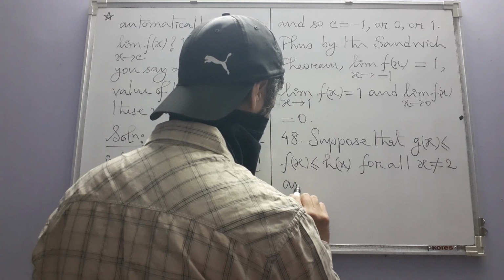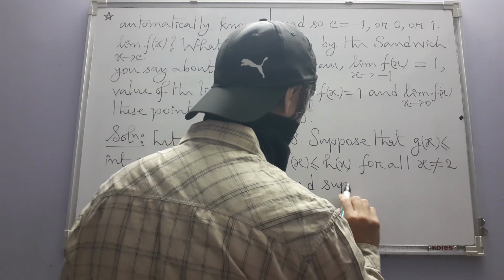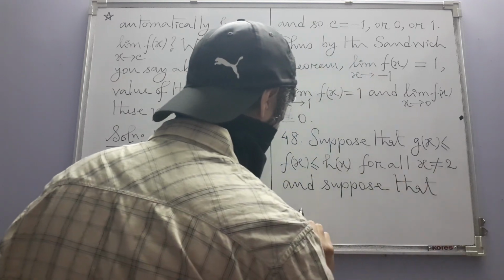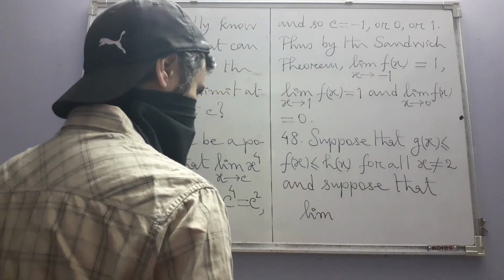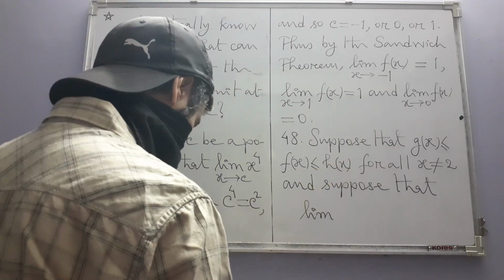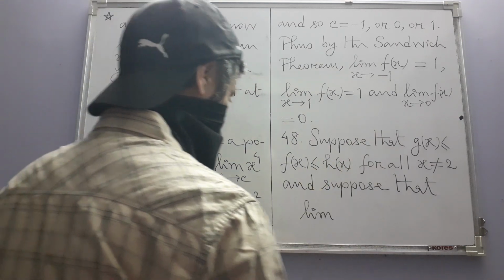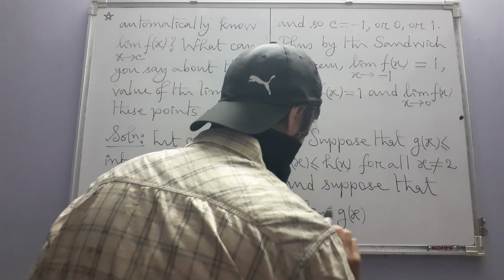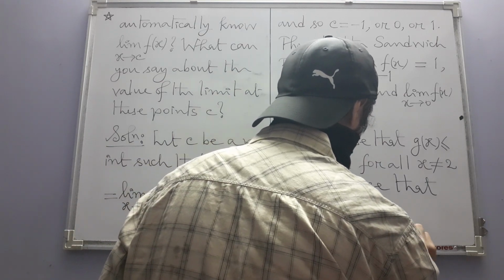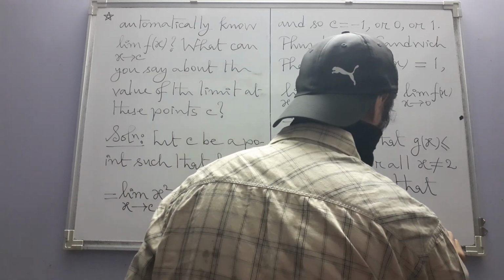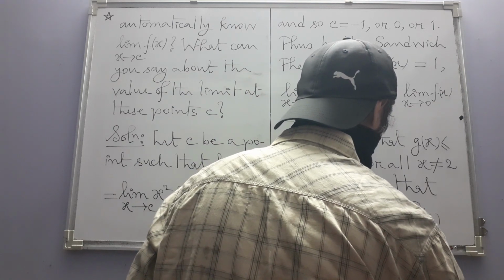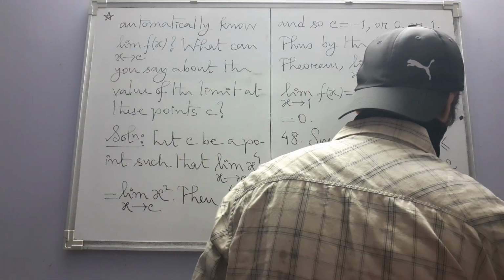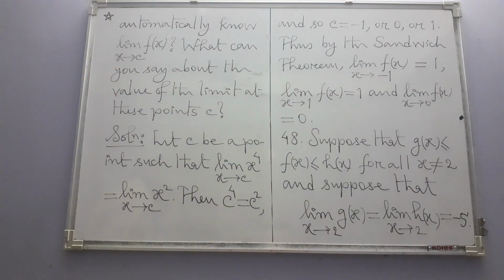And suppose that something else is also given. Limit, of course, limits of these outer functions are given. And both of them equal minus 5. Okay.